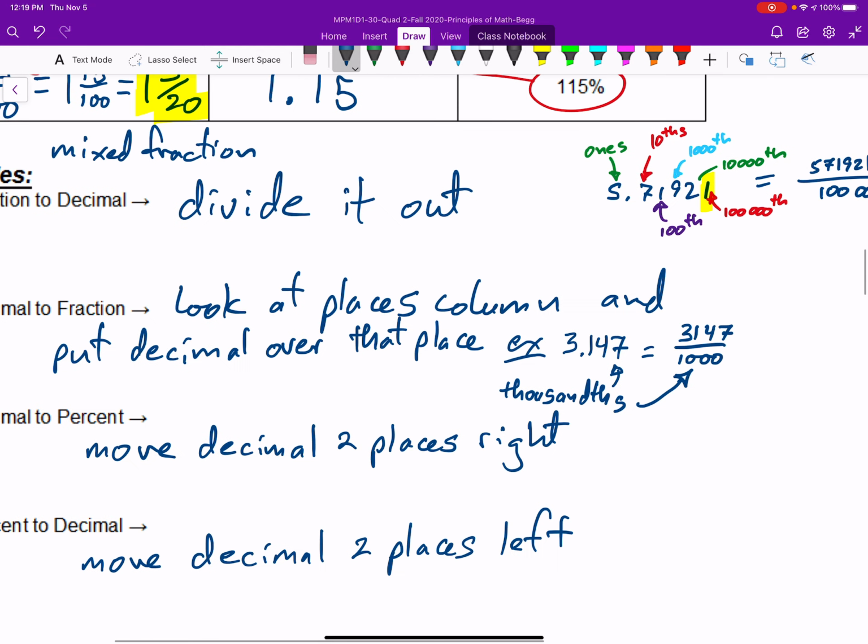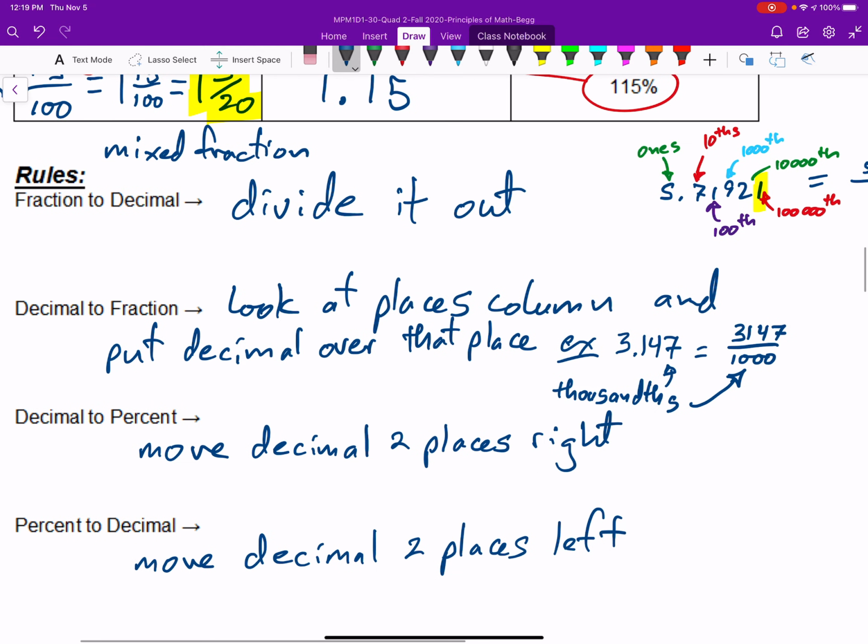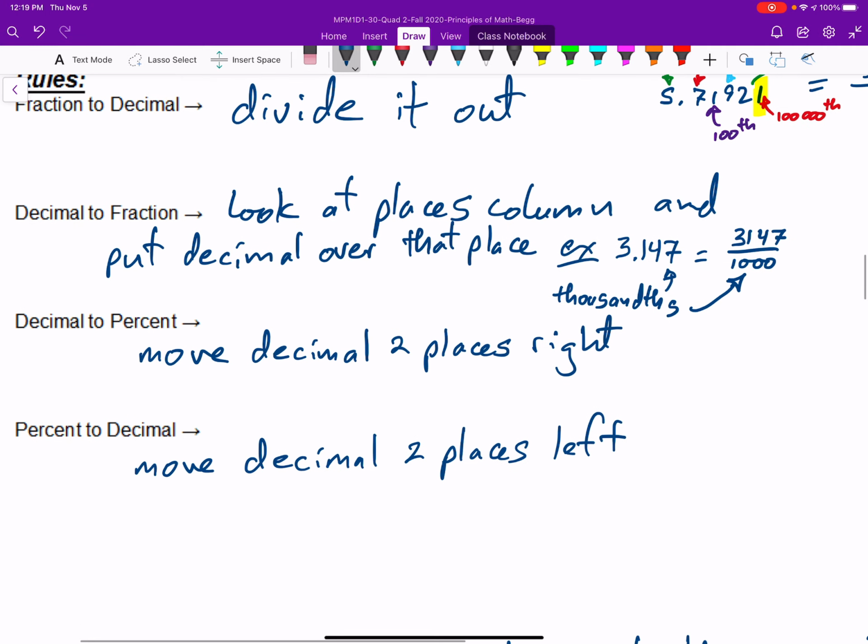You can see I've got another example from when I wrote this out previously, 3.147. The 7 is in the thousandths place, and that's the last number, last decimal, last digit. So I put it over 1,000 without the decimal. So that will always work. Just remember to always reduce.